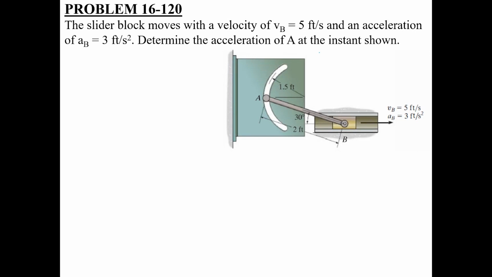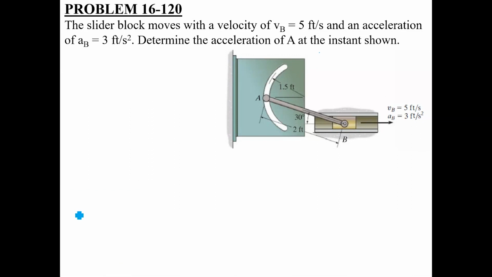We need to determine the acceleration of point A, the linear acceleration of point A, which is constrained to move within the curved path having a radius of 1.5 feet. In order to perform the acceleration analysis, since omega is not known to us, we first need to find this omega, that is, omega of this rod AB.